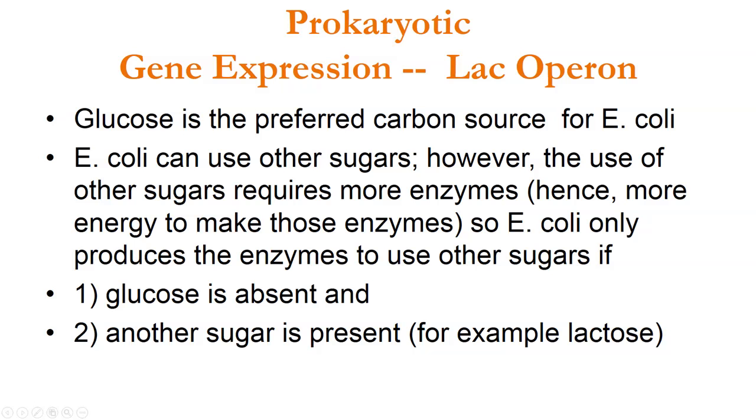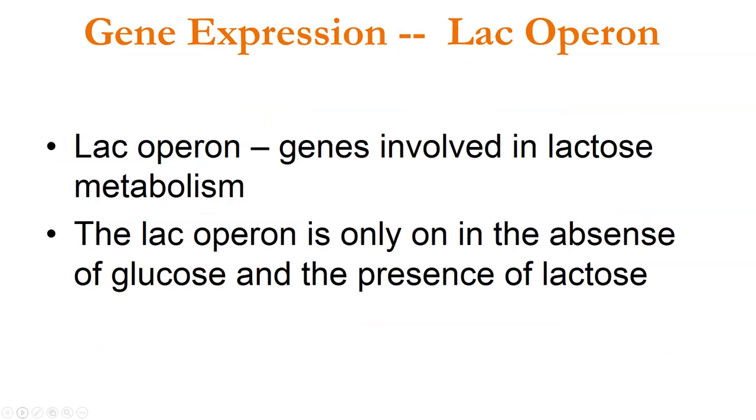Now, with any alternative sugar, ultimately you can fit things into the pathway that processes glucose, which is glycolysis. We'll talk about it a little bit later on. But you'll have a few unique enzymes before you can get to that. And you're only going to produce those unique enzymes if that sugar is present and glucose is absent. So ultimately, those two things are going to determine whether or not the LAC operon is turned on.